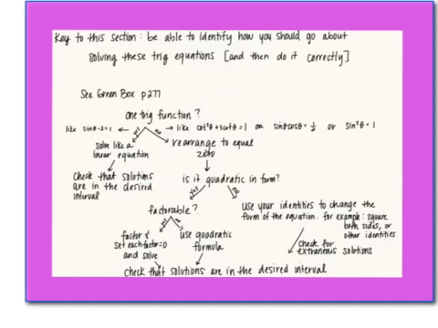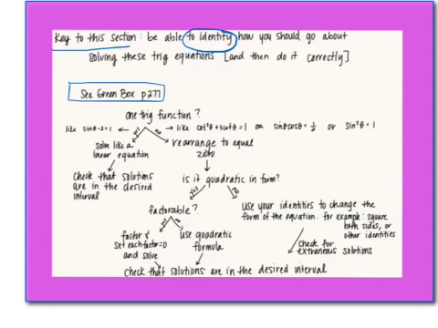Alright, so the key to this section is basically, you need to be able to identify how you should go about solving the equations and then do it correctly, which is a duh. Okay, so identifying what type of problem this is and how you're going to solve it is the hardest part. So I'd recommend going to the green box on page 227. It gives you a list of kind of tips for solving these problems.